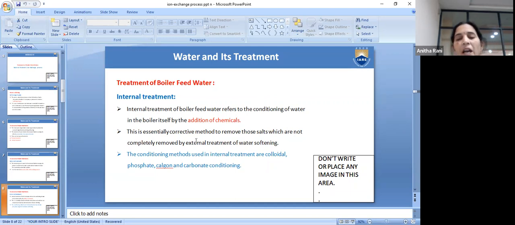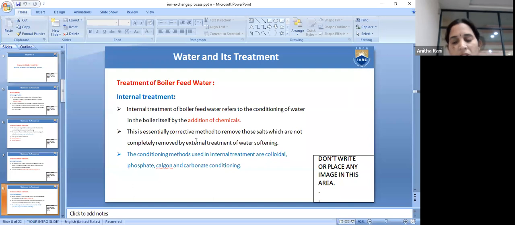Why do we have to add chemicals in boiler feed water? Sometimes everybody can't go for pure water containing 0 ppm hardness. Some industries use soft water containing sodium. For example, in the lime soda process we use sodium carbonate in hard water so that we can remove the calcium present in water, but sodium will be there in the water.